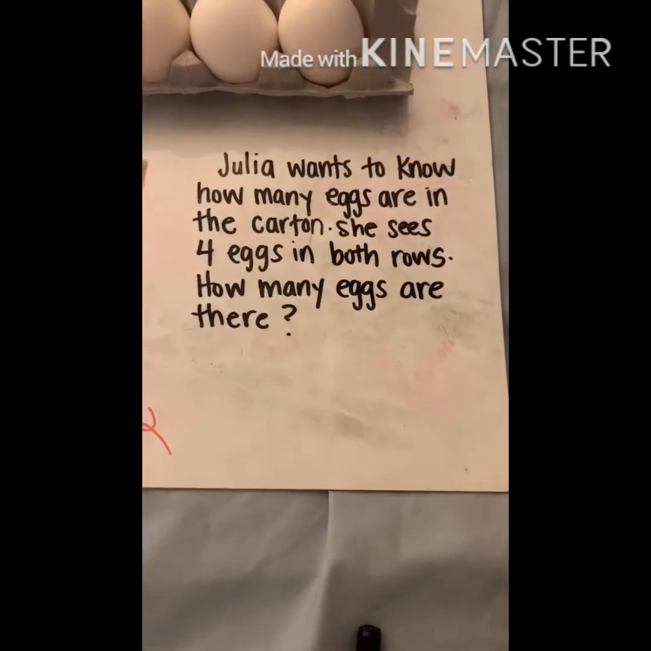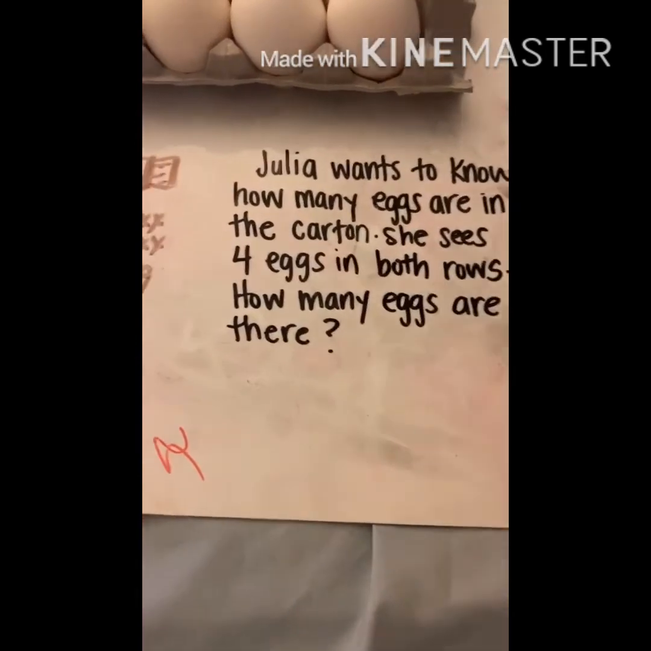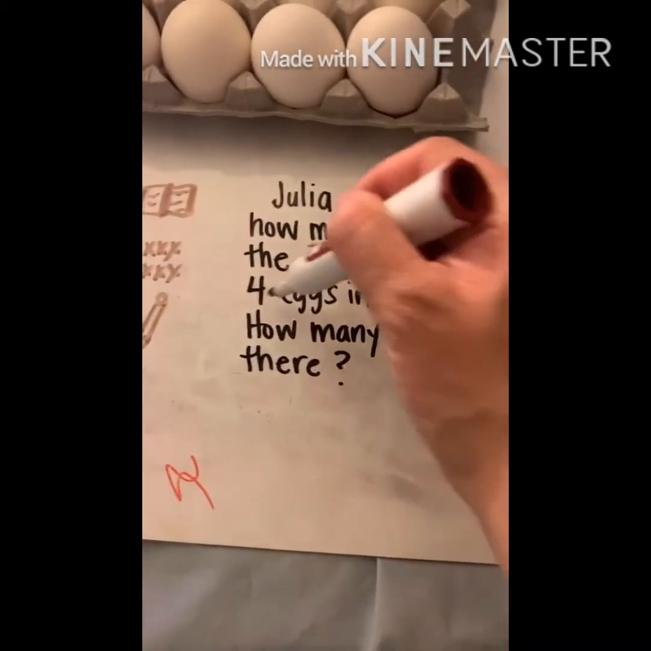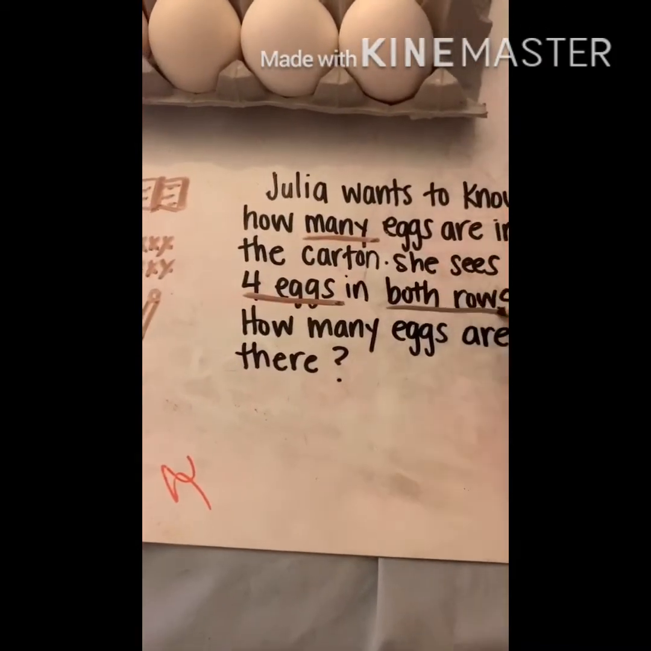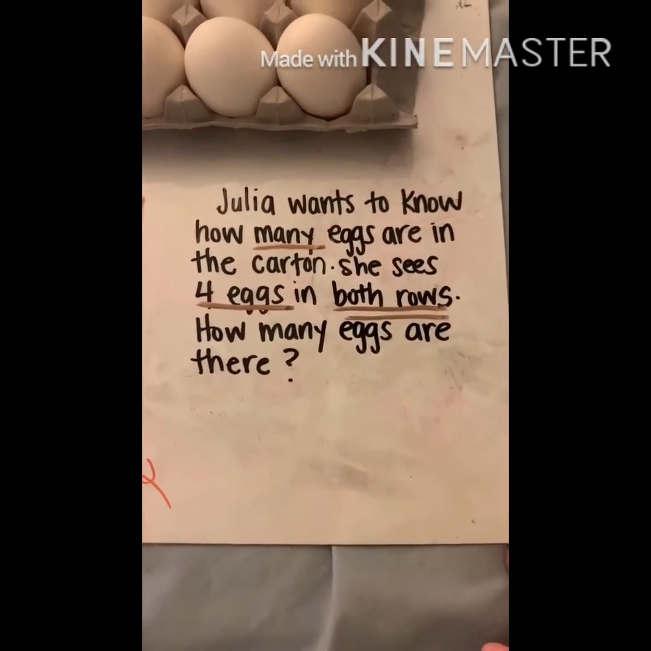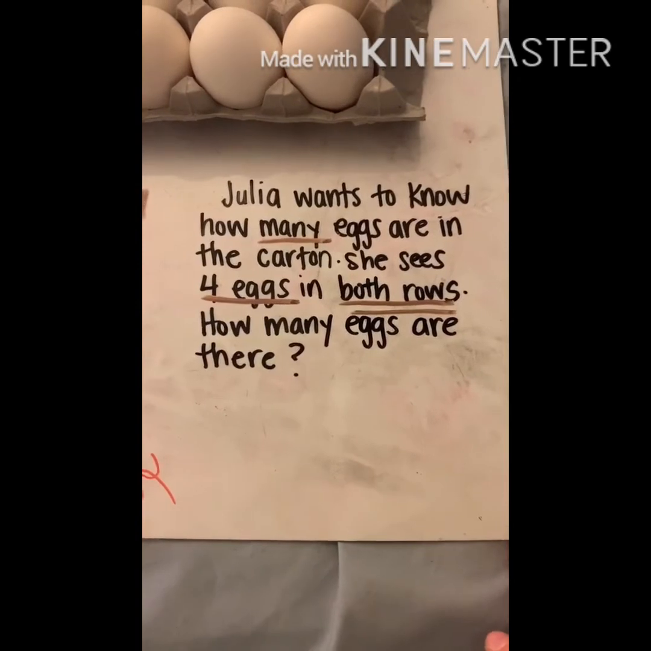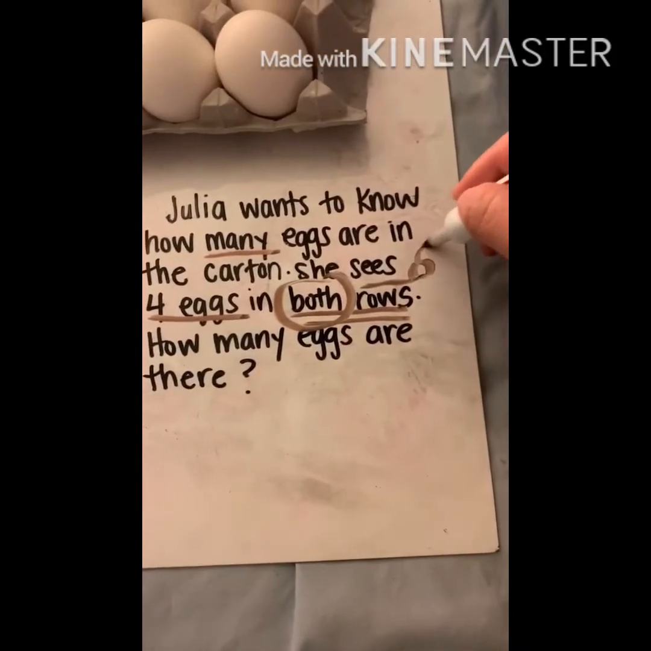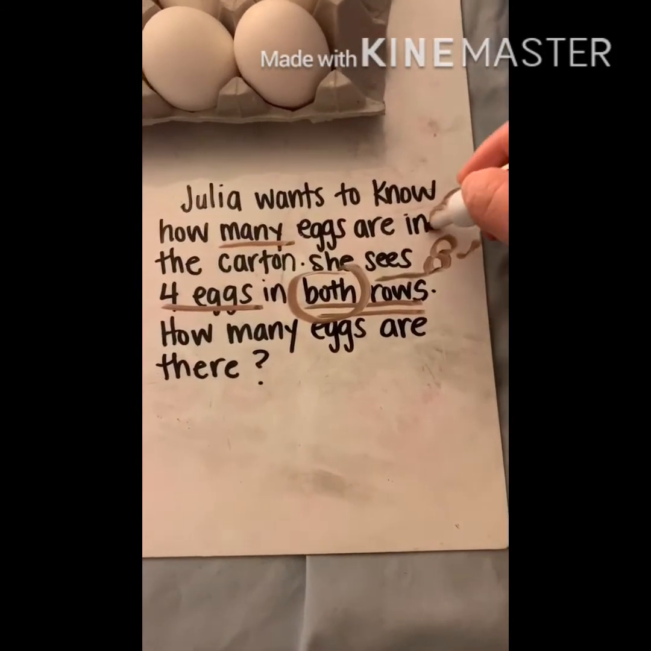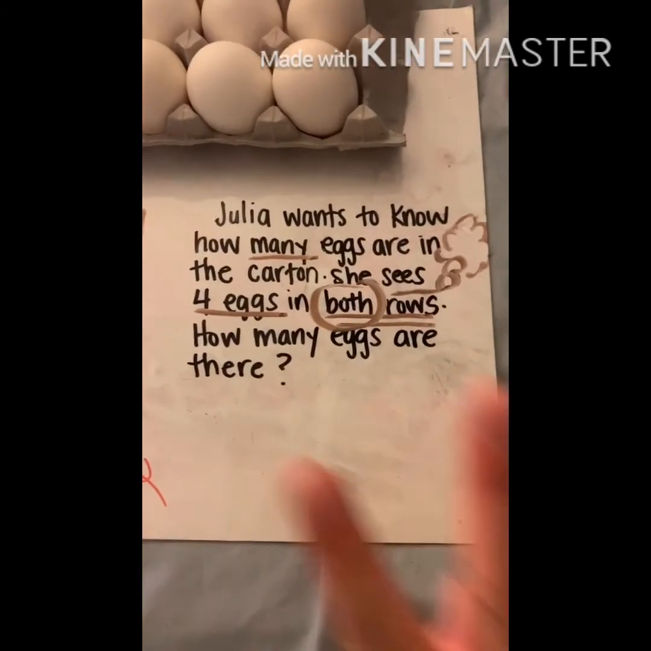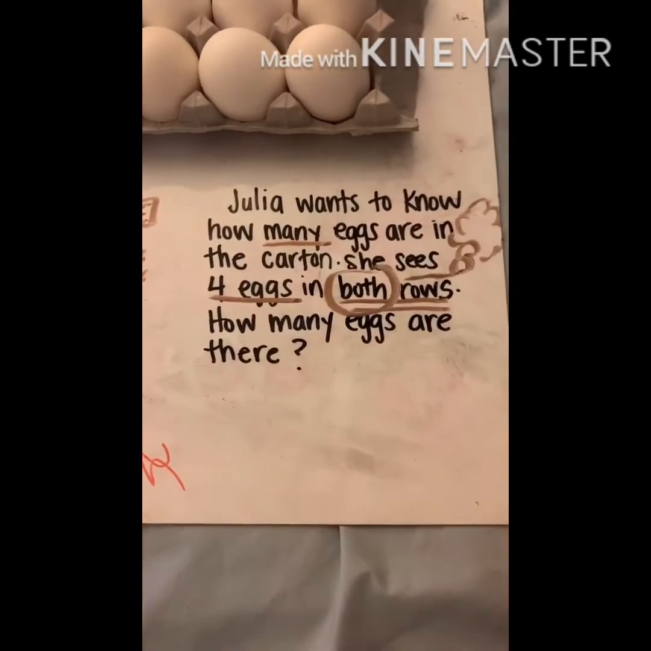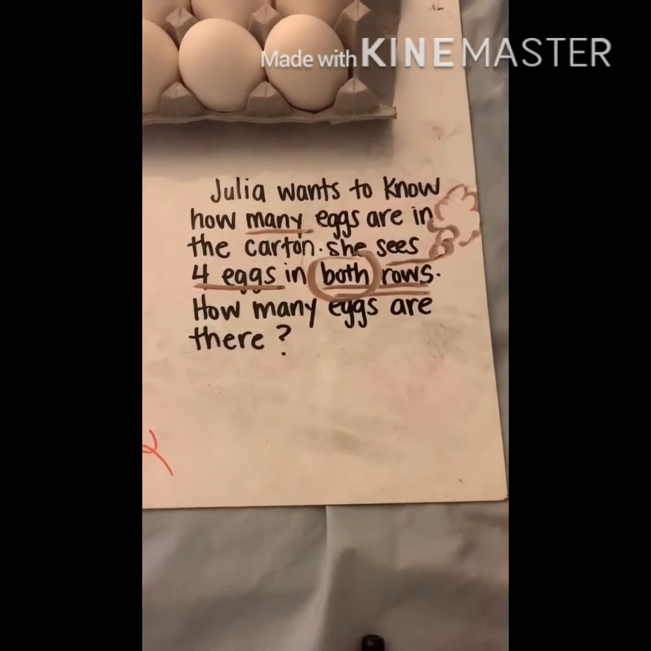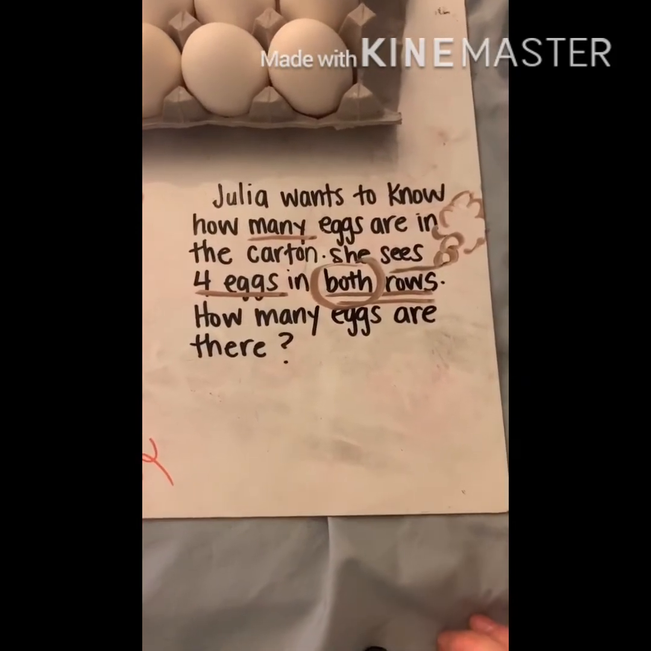Julia wants to know how many eggs are in the carton. So how many are in her carton? She sees 4 eggs in both rows. How many eggs are there? Now, when we think of the word both, what does both mean? Usually both means 2. So she has 2 rows with 4 eggs in each one. How many eggs are there?